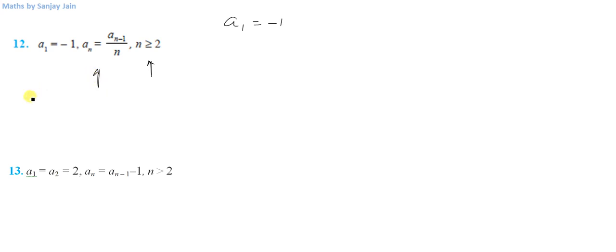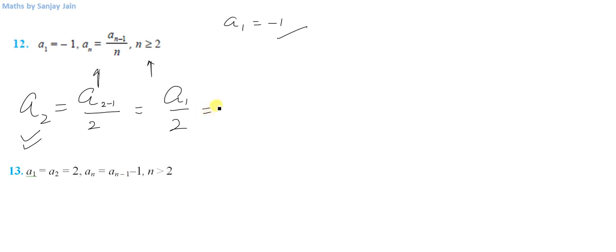So what about A2? A2 will be equal to A, this is 2 minus 1, by 2. What I've done is I have replaced n with 2 everywhere to find the second term. So this will be equal to A1 by 2. A1 I know is -1, so -1 by 2. So A2 is equal to -1 by 2.